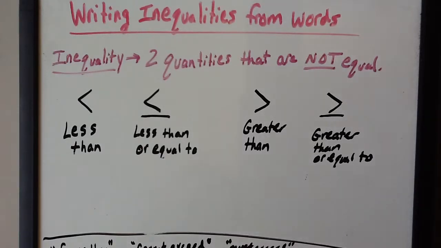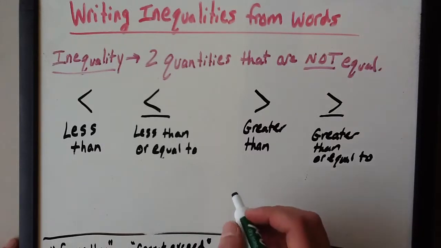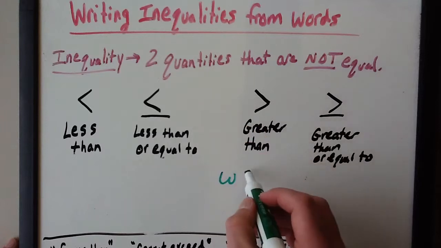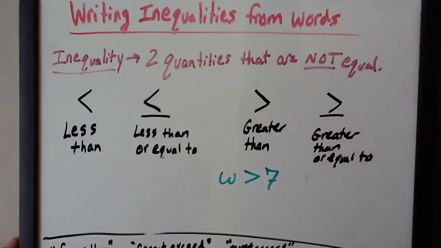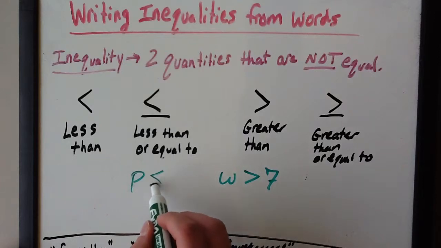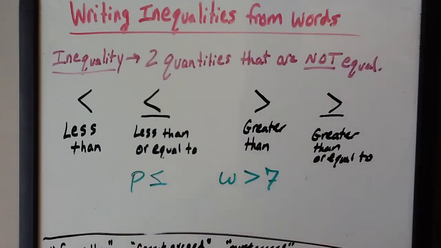Okay, so let's do some examples. These examples come from page 2 of your packet. First, number 1 on 11.4 worksheet 2, so page 2. It says W is greater than 7. So W is greater than 7. Number 2, P is less than or equal to, so a sideways L, less than or equal to, so a line underneath that less than inequality. P is less than or equal to -1.